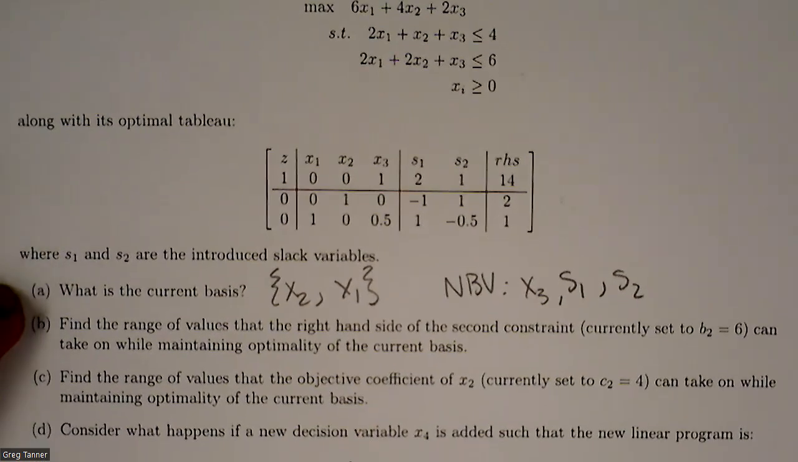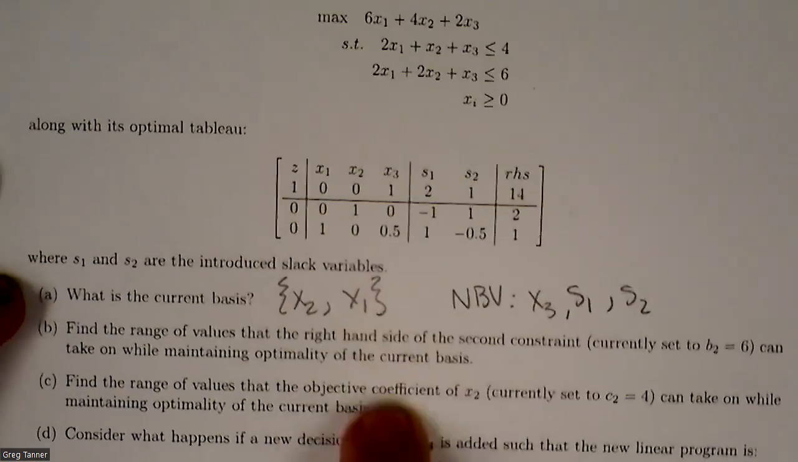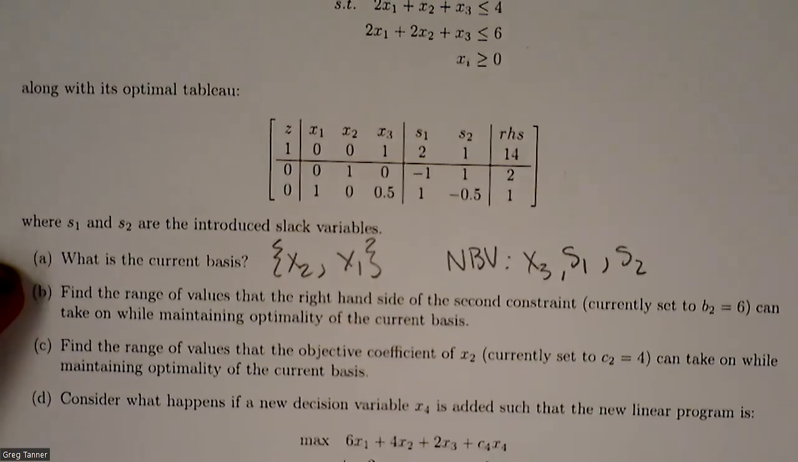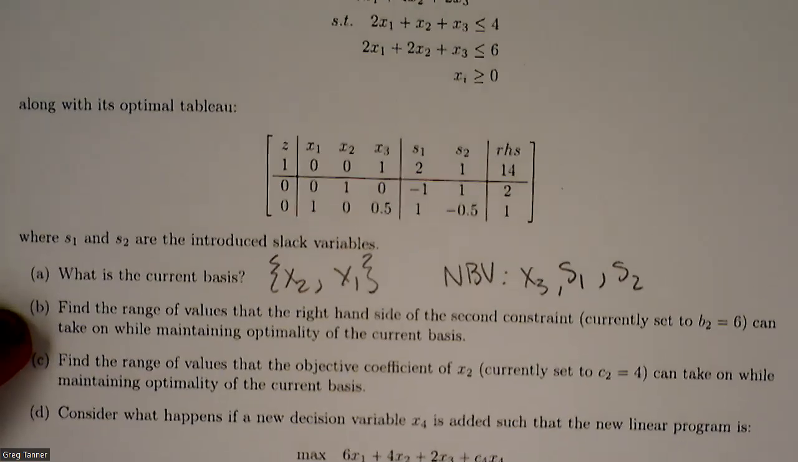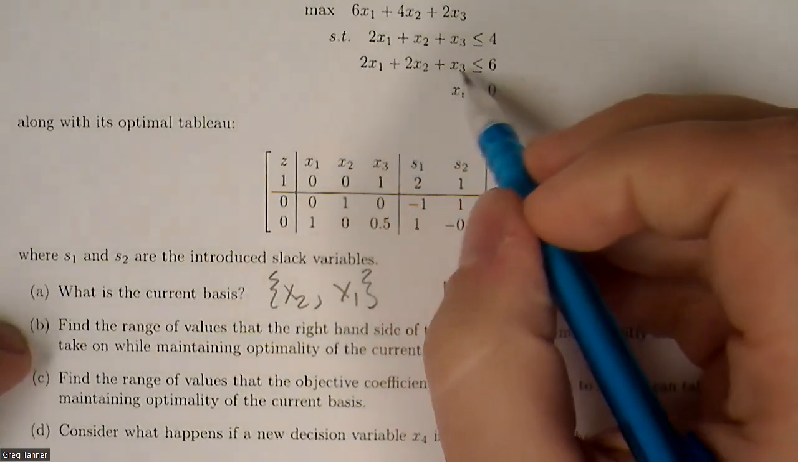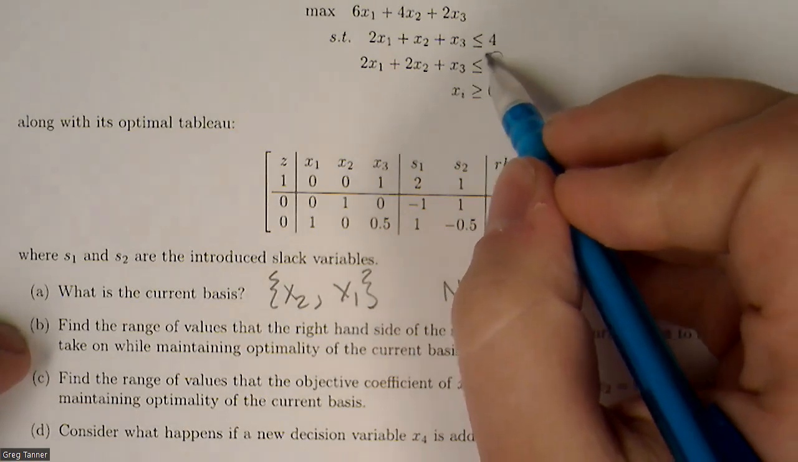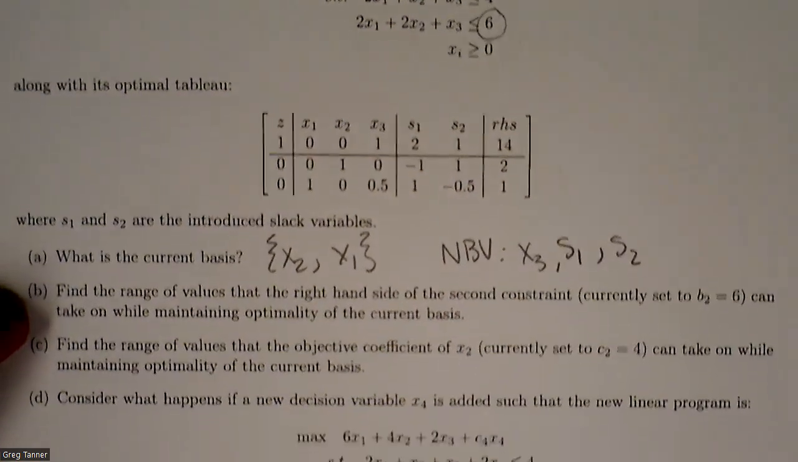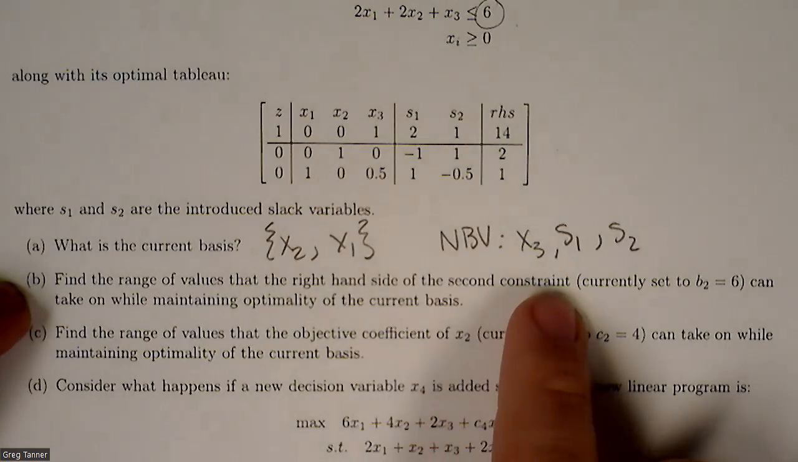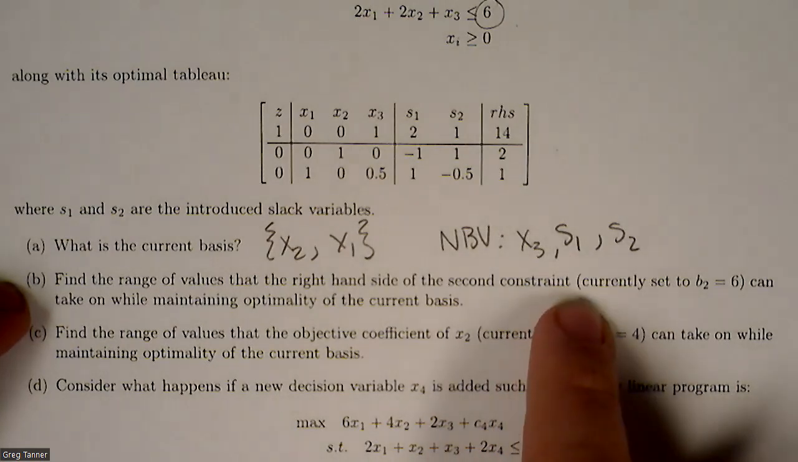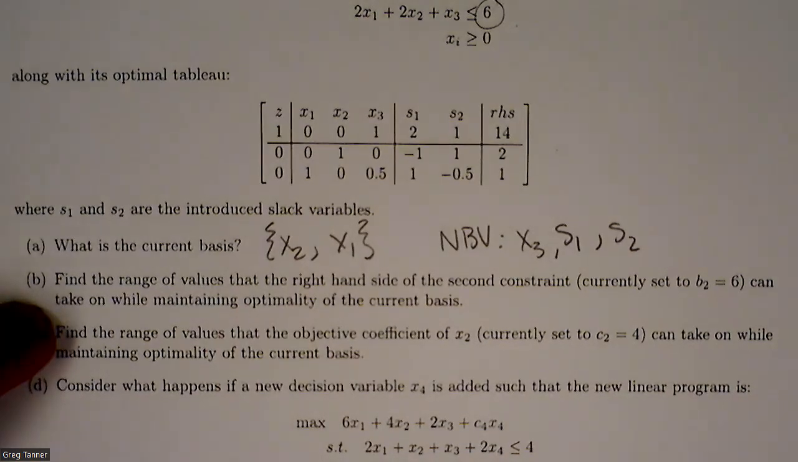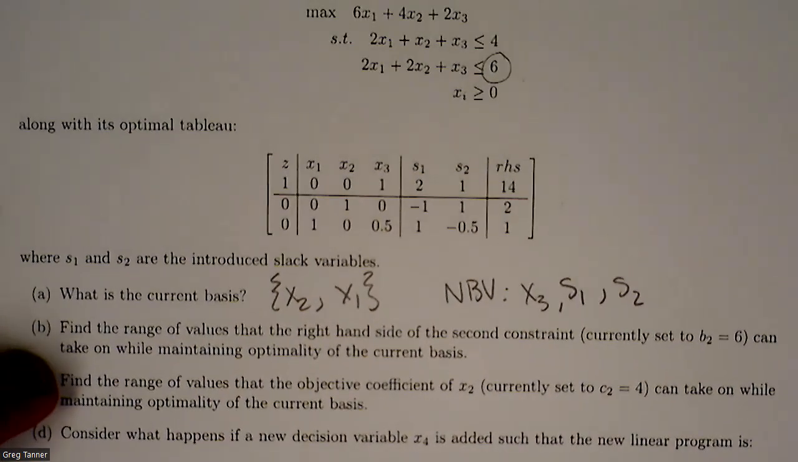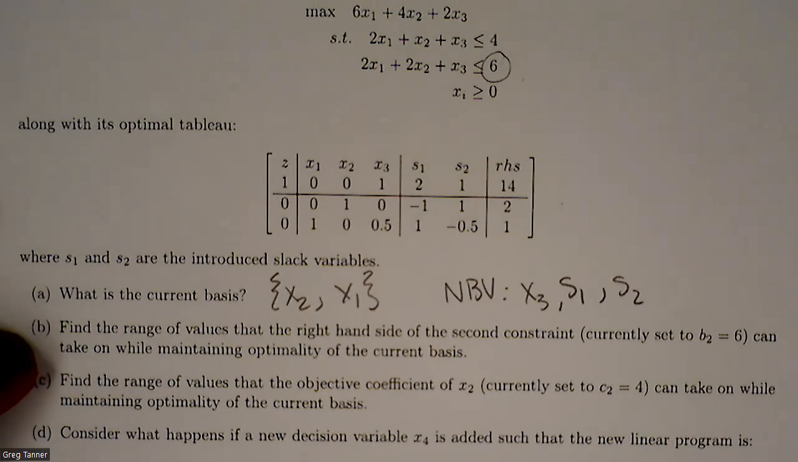Okay, so that's kind of the warm-up question, but it will be helpful to help us answer the rest of the questions. But next question, find the range of values that the right-hand side of the second constraint can take. Okay, so here's the second constraint. Here's the right-hand side. It's currently equal to 6. Find the range of values that the right-hand side of the second constraint can take on while maintaining the optimality of the current basis. Okay, so go ahead and give that a try, and we'll come back in a second.